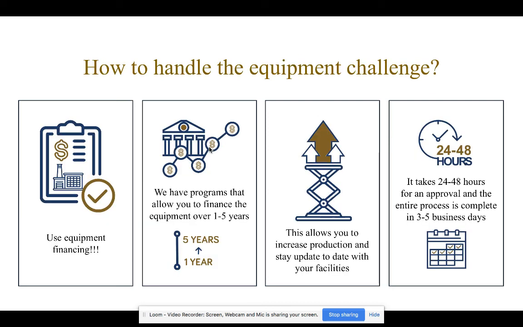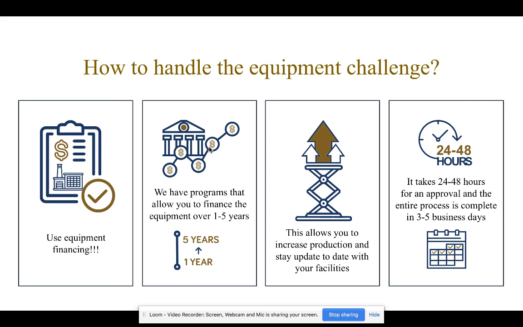All right, now let's talk a little bit about how to handle the equipment challenge. Okay, it's very important to always have new and up-to-date equipment in your manufacturing facility. So what you want to do is you want to use equipment financing to do that. All right, essentially have someone purchase the equipment for you, okay, with little or no money down, and then you can finance it over 1 to 5 years. Okay, this will allow you to increase production and stay up to date with the facilities.